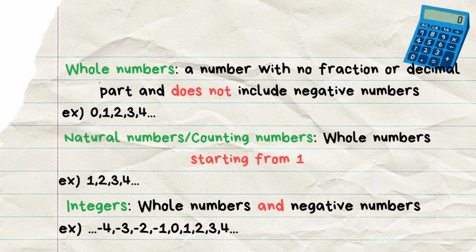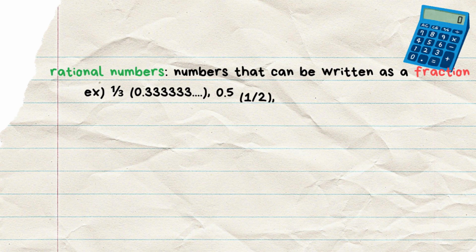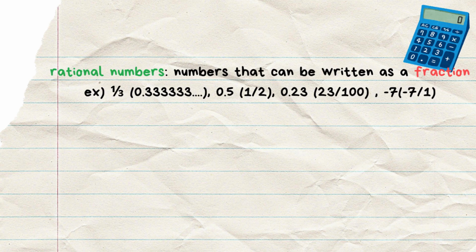Make sure to read the question very carefully because most of the time when I was solving math problems, it sometimes asks me to find numbers in integers. Rational numbers are numbers that can be written as a fraction. For example, 1/3 could be written as 0.3 repeated, and 0.5 could be written as 1/2.